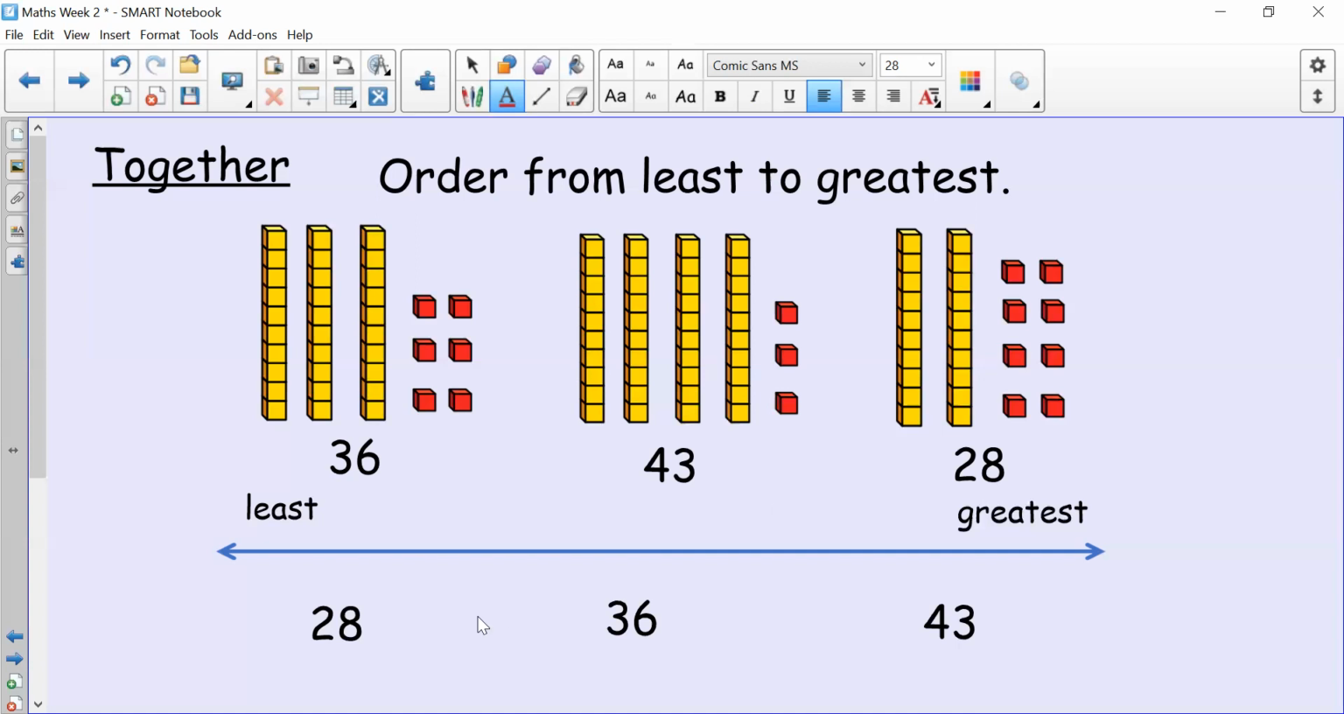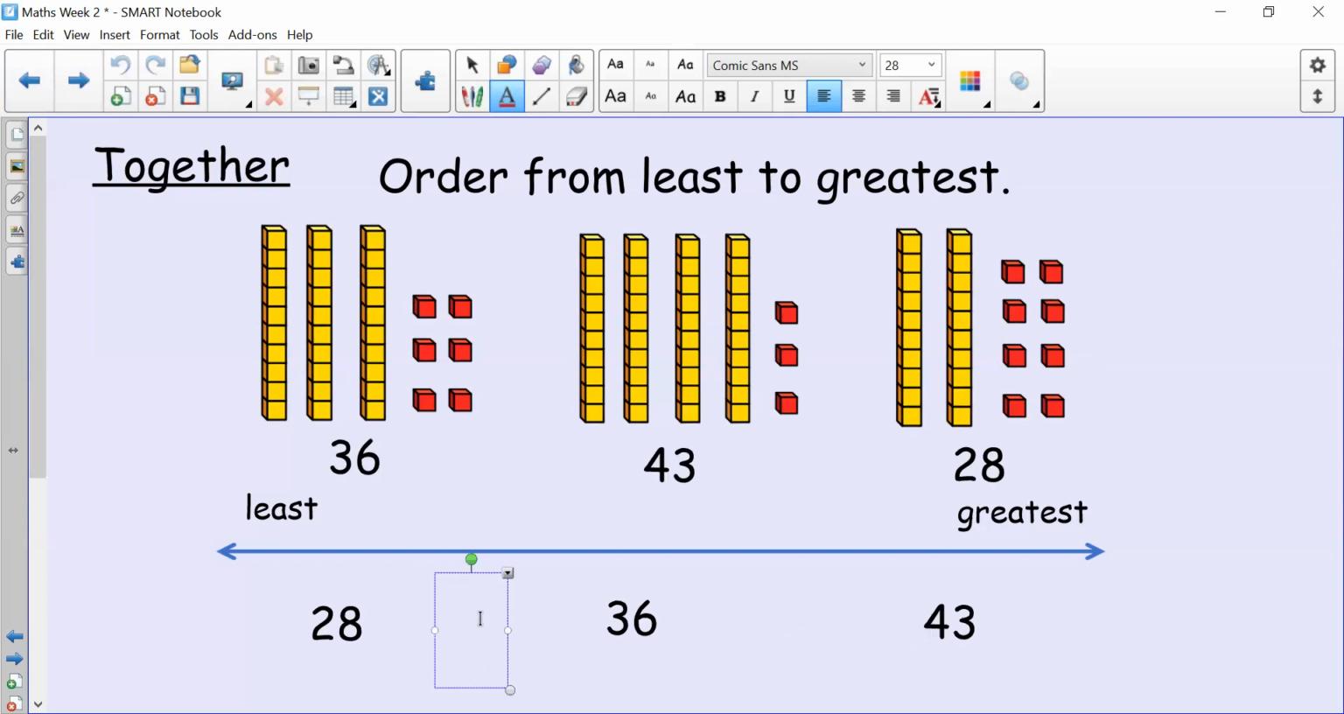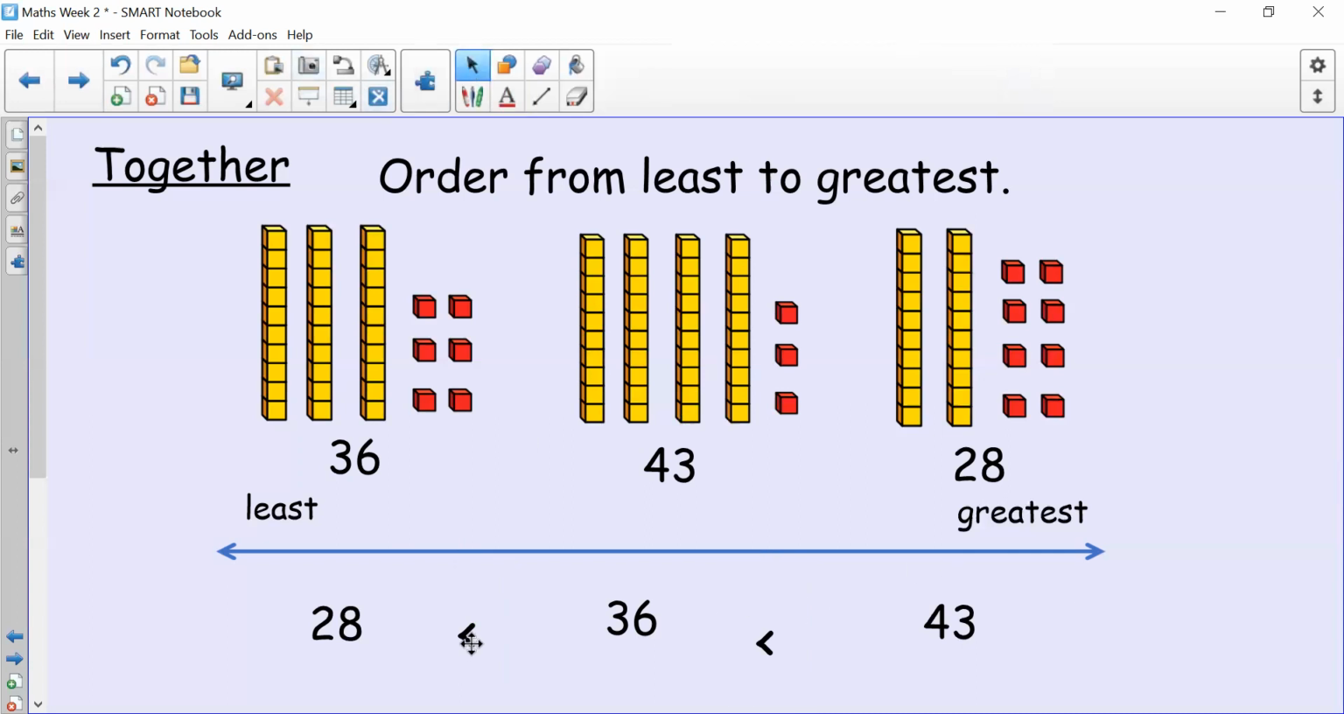Okay, so we're still ordering from the least to the greatest like we were last time. So we need to use this symbol, the less than symbol. So 28 is less than 36, and 36 is less than 43. Let's just move those closer together so we can see it a bit clearer. Okay, lovely. Did you use the right symbols as well? Great.